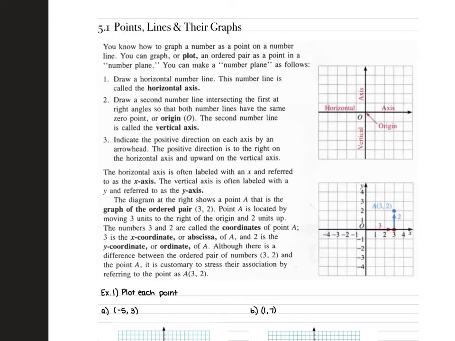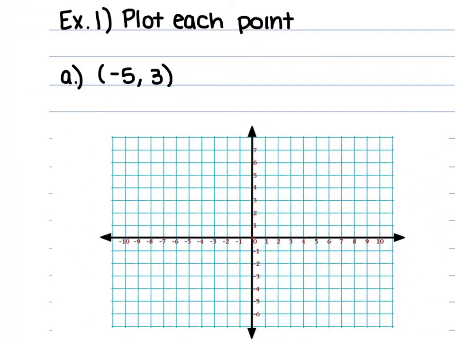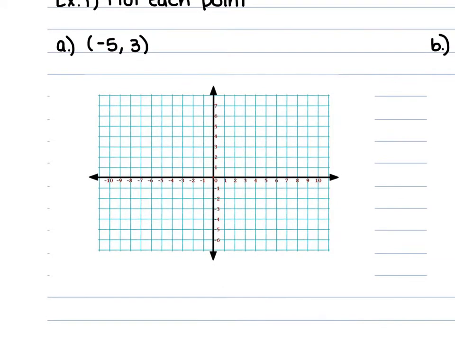When we look at these points, we want to make sure we remember that we are going right or left before we go up or down. So it's always our x, then our y for these ordered pairs. If we look at example A, we have negative 5, 3. We're graphing this point. So we're going to go to the left 5 and then up 3. And our point is going to be right here.